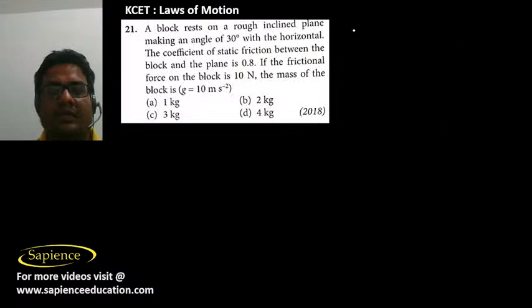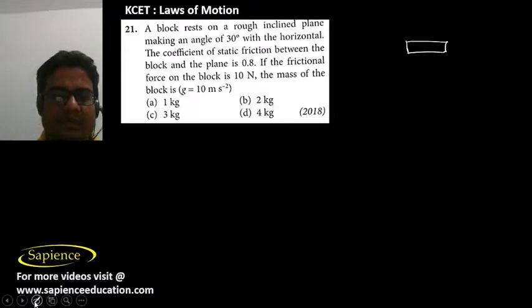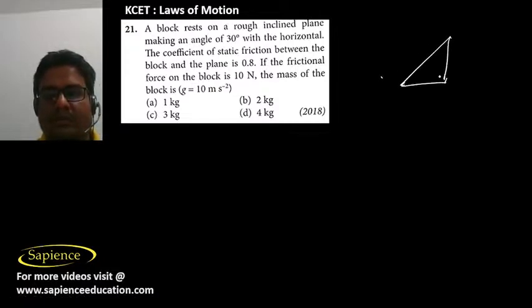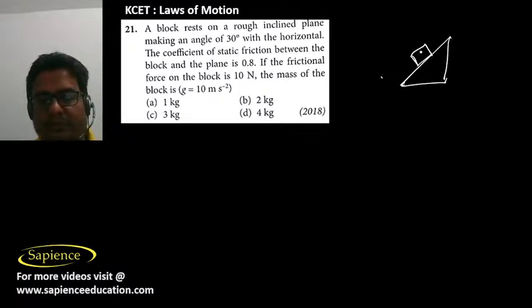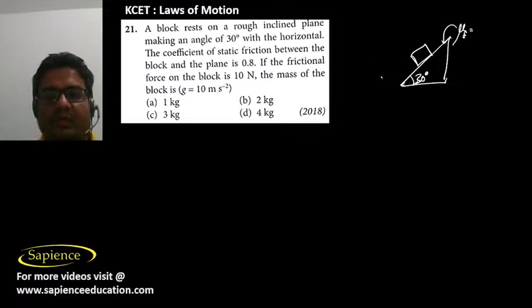Then it is told that a block rests on a rough inclined plane, which makes an angle of 30 degree with the horizontal. The coefficient of static friction mu s between the block and the plane is 0.8.